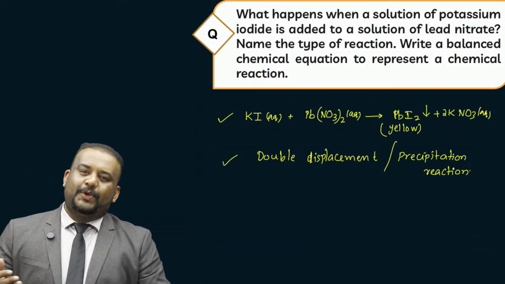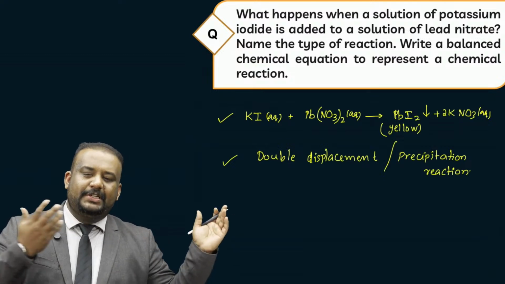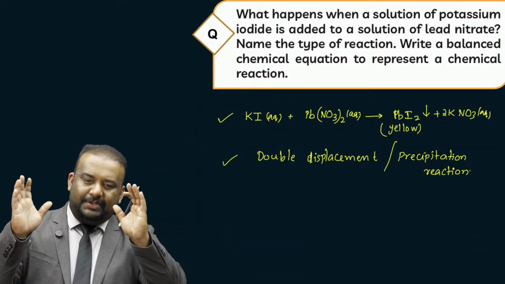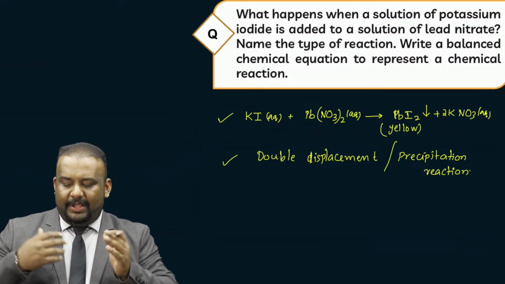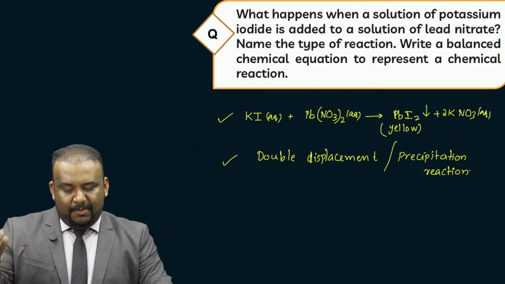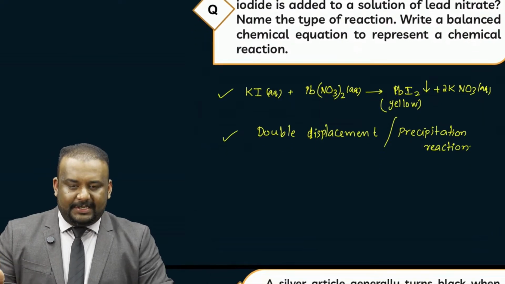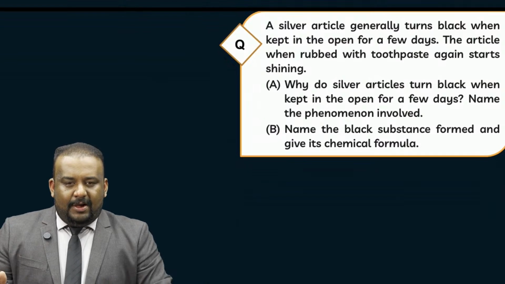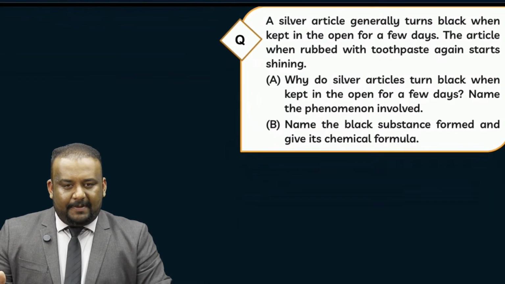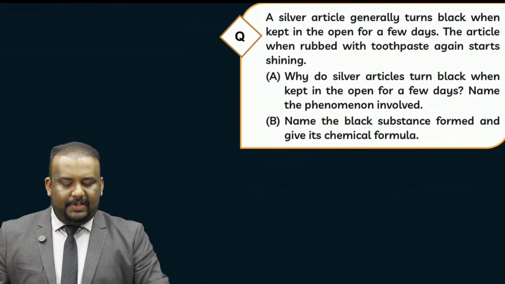Clear? So you see, through these questions what we discussed till now, we have actually touched almost all the areas in that chapter, all the important reactions. So more are coming. So by the time we finish this chemical equations chapter, you will be done with almost 90% revision of that chapter. Okay, let's move on to the next question.